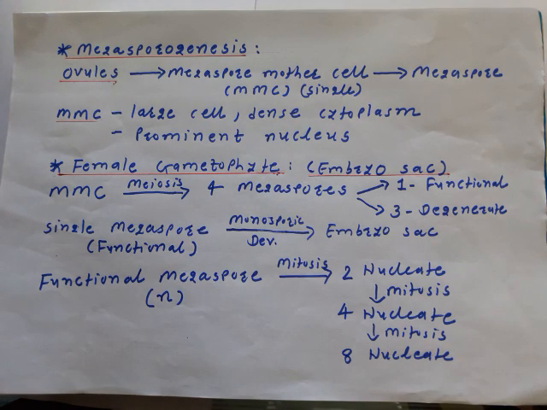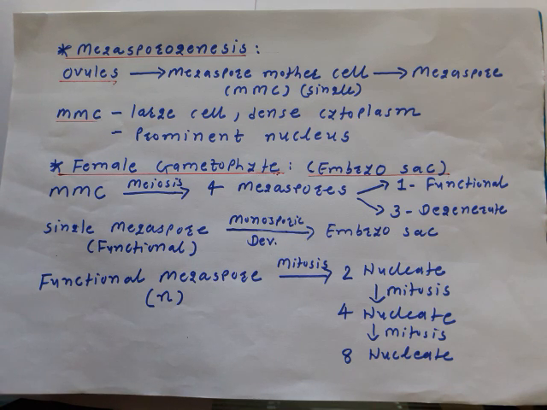Megasporogenesis. It is a process through which megaspores develop. As you know, ovules at maturity develop a megaspore mother cell. It is generally single. It is also known as MMC in short. By further cell division, it develops megaspore. What is the nature of MMC? It is a large cell having dense cytoplasm. It has a prominent nucleus. So through the process of megasporogenesis, the ovule develops a megaspore mother cell and finally, megaspore development takes place.